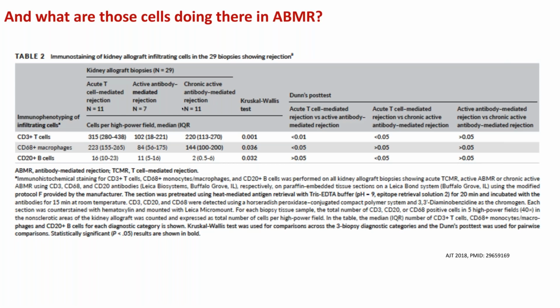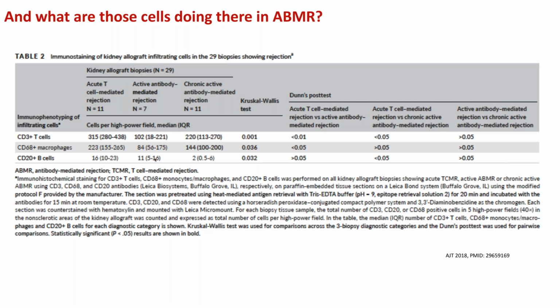Now, these 3 biopsy categories were looked at repeatedly by 2 pathologists independent of each other to make sure that this is the phenotype. So in other words, these were pristine, the best selected acute TCMR, active antibody-mediated rejection, and chronic active antibody-mediated rejection. When we looked at T cells by CD3 positive cells, CD68 positive cells, and CD20 positive B cells, we can see here, both in chronic active antibody-mediated rejection and active antibody-mediated rejection, you will find CD3 T cells more than macrophages or B cells.